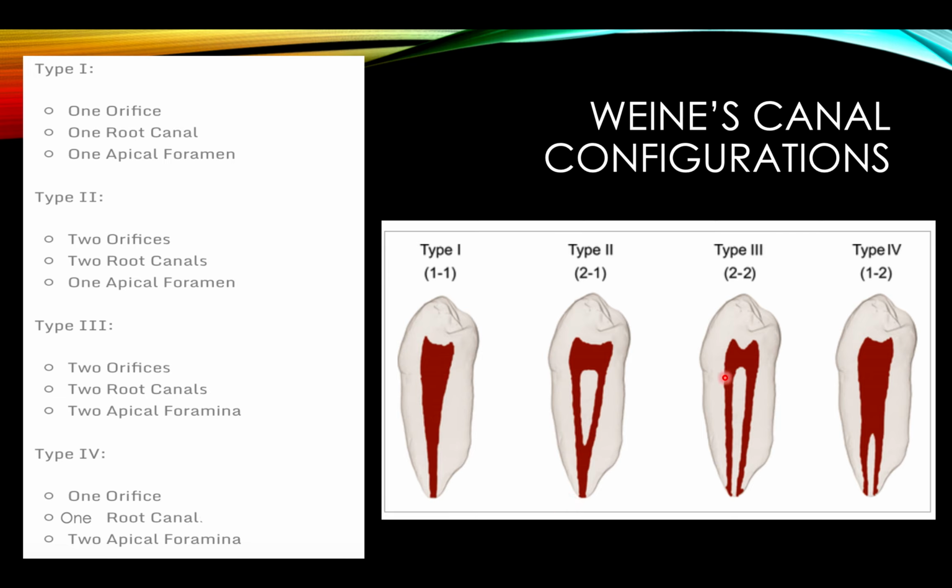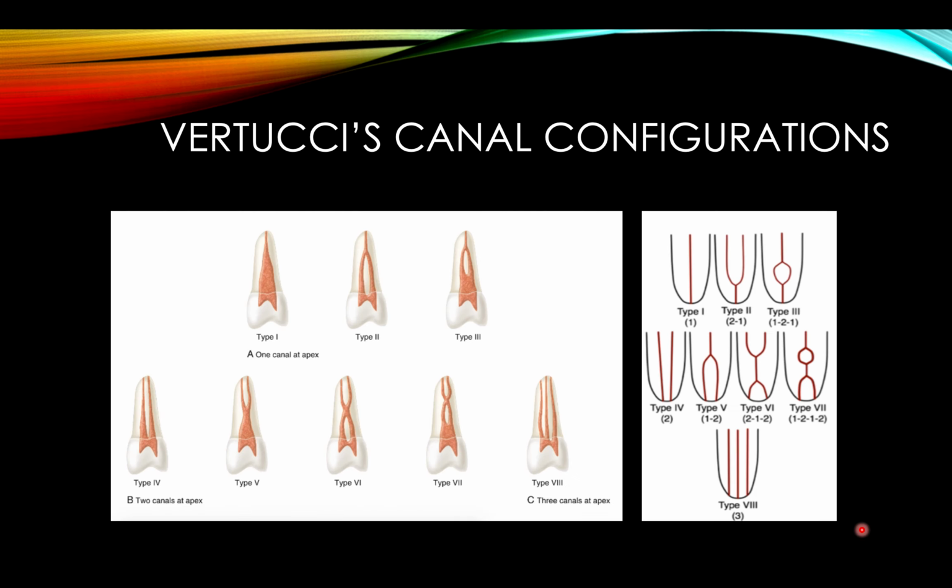Type 3, we have 2 orifices, 2 root canals, and they exit the root surface in 2 separate apical foramina. And then in type 4, we have 1 orifice that leaves the pulp chamber, and then it travels through the root as a single root canal, and then it divides into 2 apical foramina to exit the root surface. Another researcher who attempted to classify the root canal system is Vertucci in 1984.